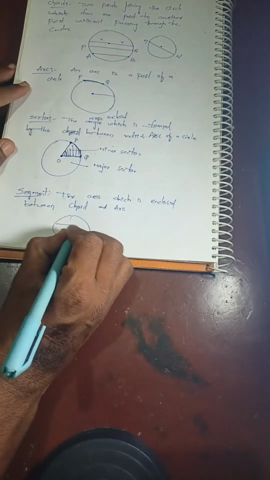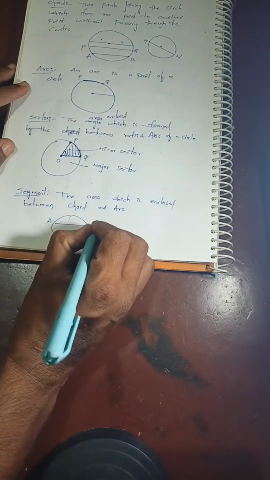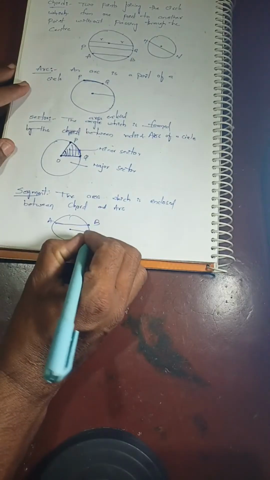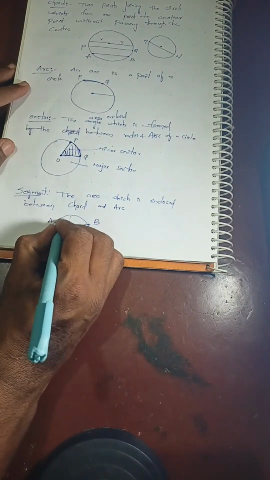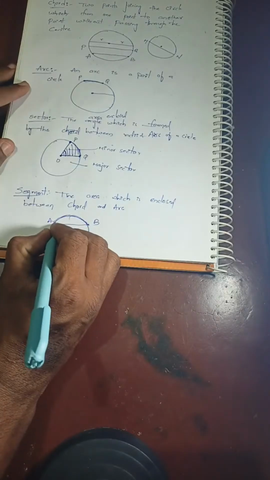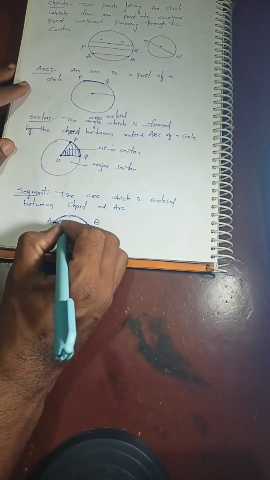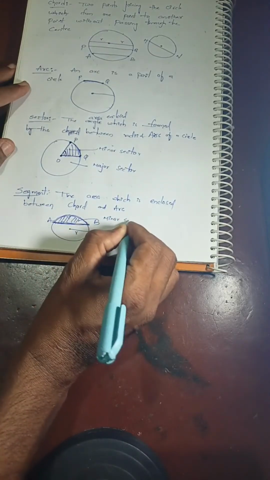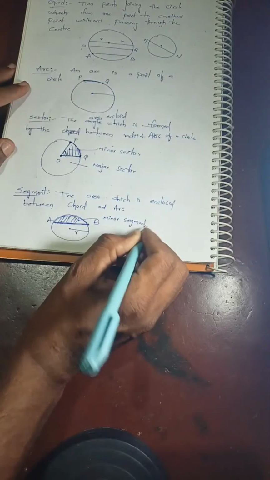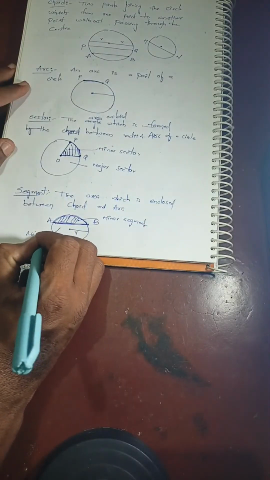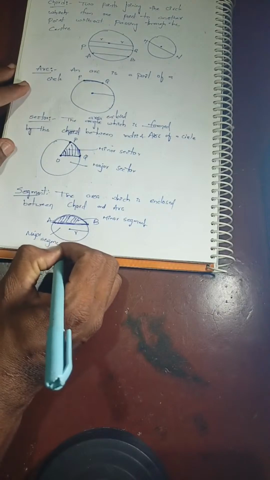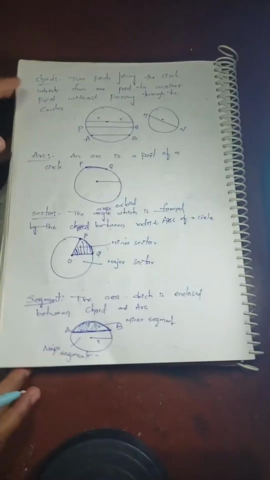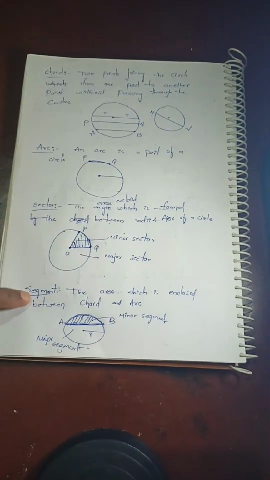So circle, and I am taking the point A and B, and this is the center of the circle. So now you see, AB is the arc and this is the chord. So this is called as minor segment, and this one is called as major segment. These are formulas generally which we are using. See, this chord, arc, sector and segment, which we are using in the next area related to circle chapter.